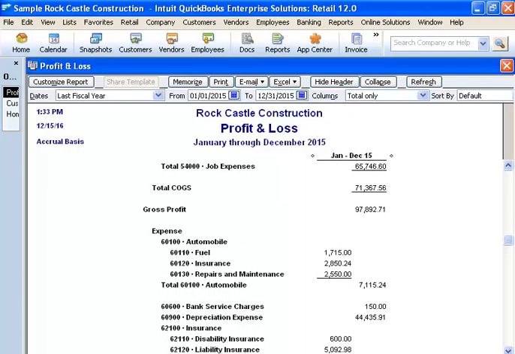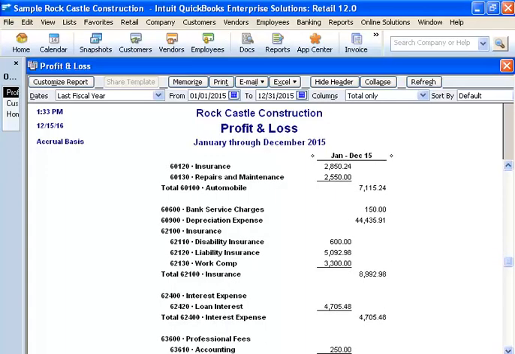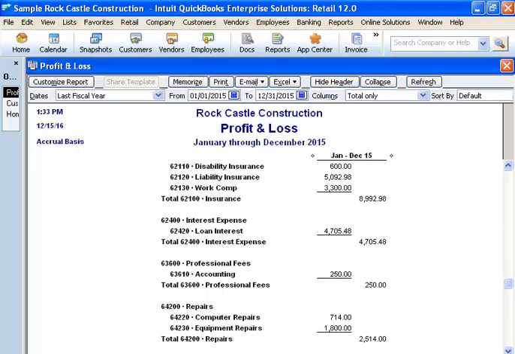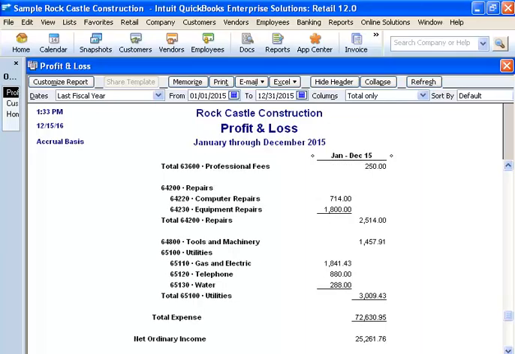From there, you're going to subtract your operating expenses. This is the normal stuff that you need to keep your doors open: your automobile expenses, bank service charges. Depreciation usually is under other expense, but it can go here. Insurance, and you can see how we have different types of insurance here: disability, liability, workers' comp. So you can have sub accounts if you want to. Your interest expense, professional fees, can't forget that pesky accountant, repairs, tools, utilities, and you come up with a number that's called total expenses right here.